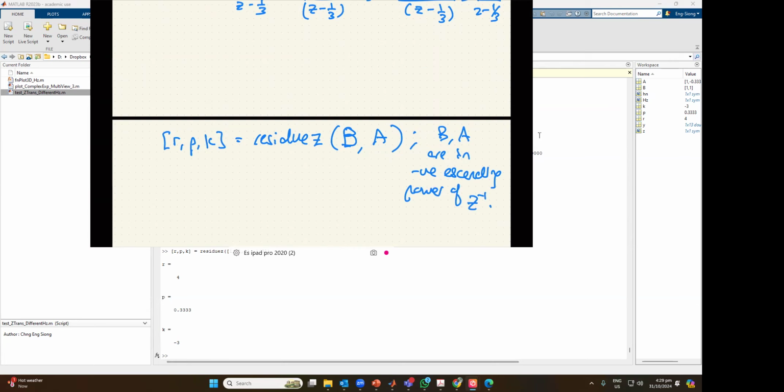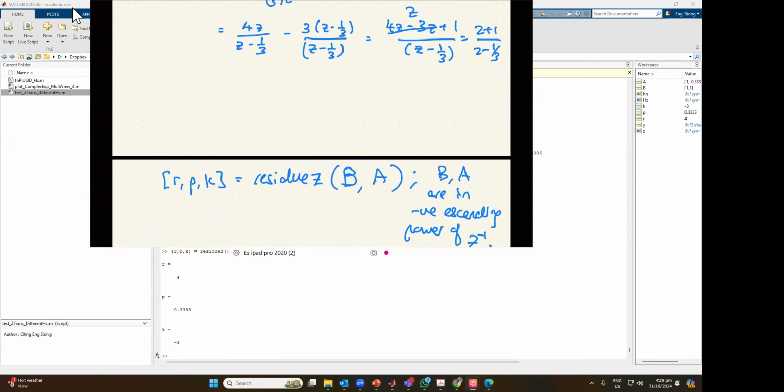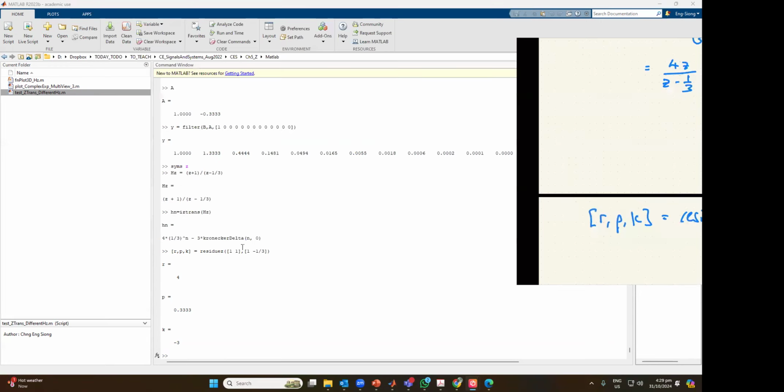Okay? So that's why you don't switch between S and Z. Don't. The S plane, the Laplace plane, likes positive powers of S. In the Z domain, we always play with the negative powers of Z. That's why B and A are in negative ascending powers of Z. Now, then we do RPK, with B and A and R and P and K.